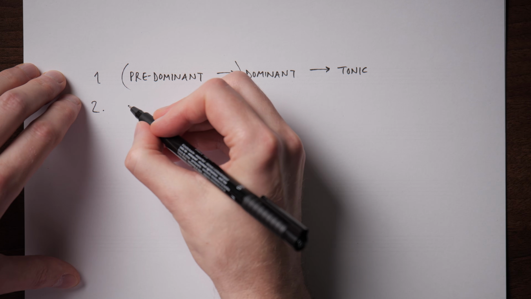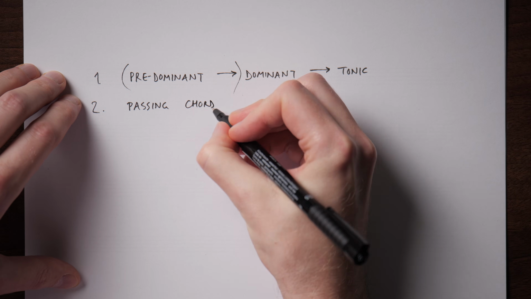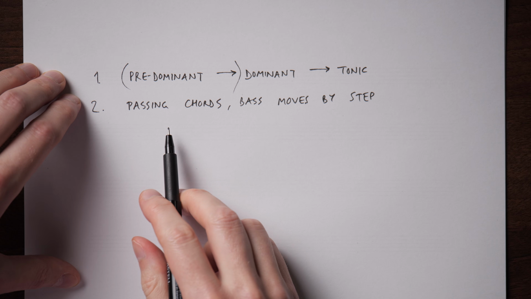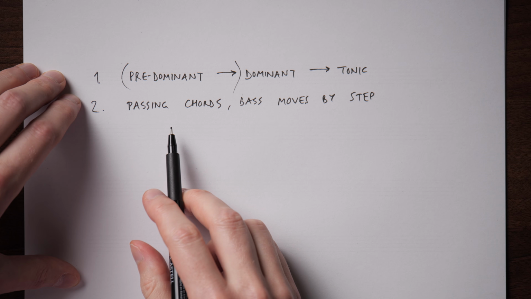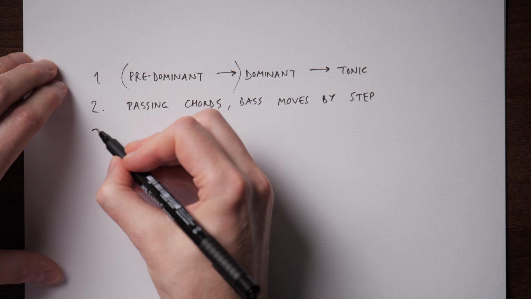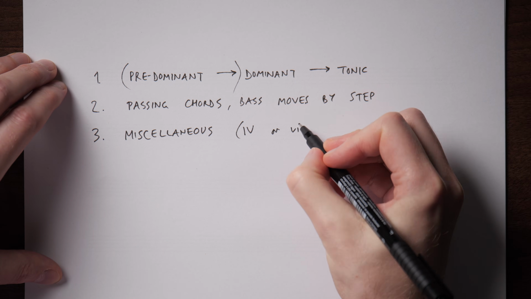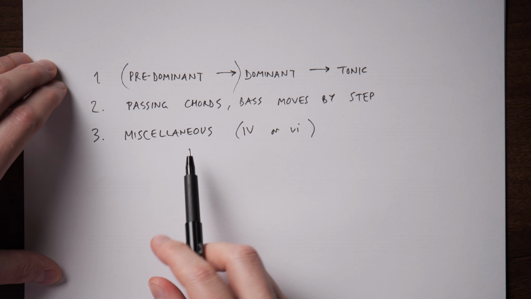Next, we've got passing chords in which the bass moves by step. And most of these chords will be first inversion chords. Then we've got a couple of miscellaneous progressions involving the subdominant or submediant chords.